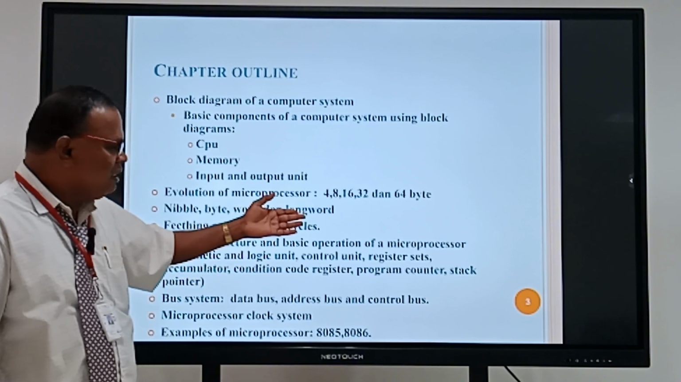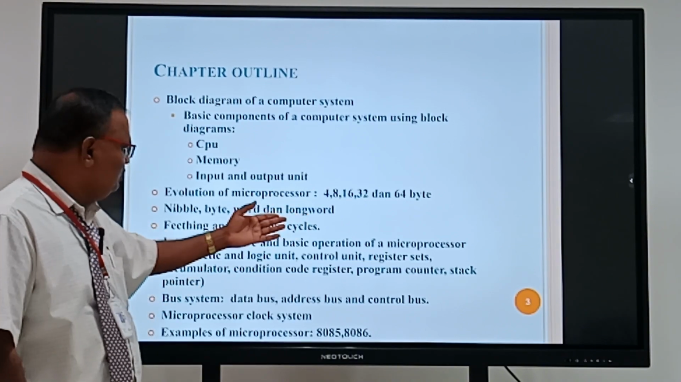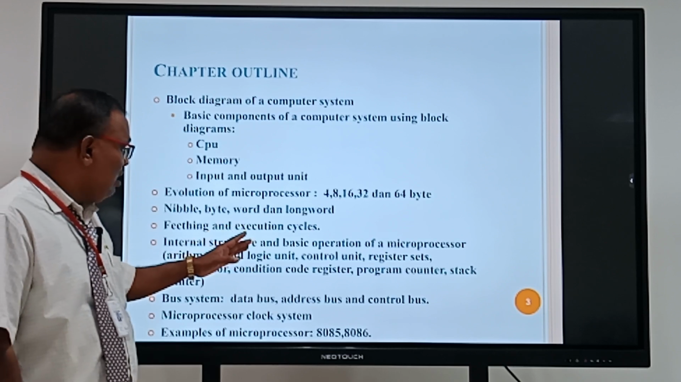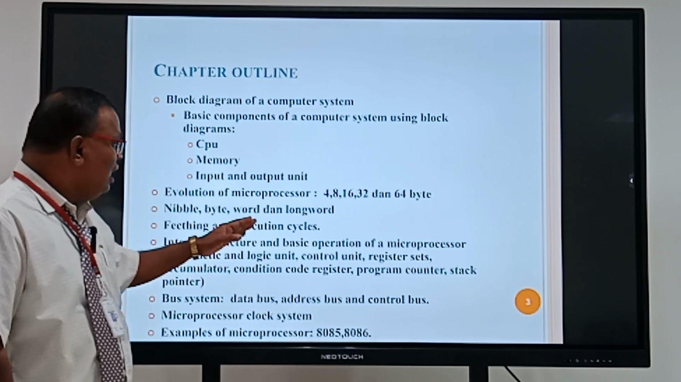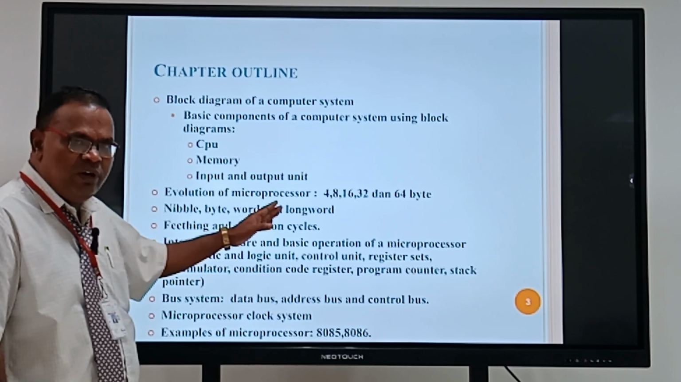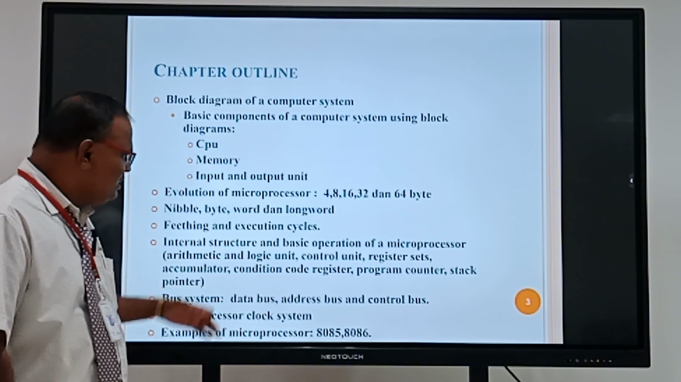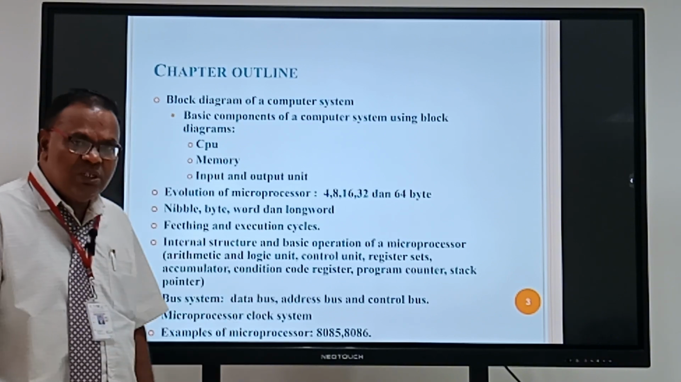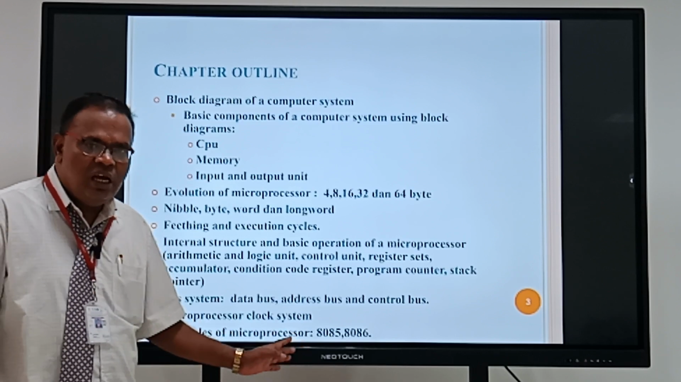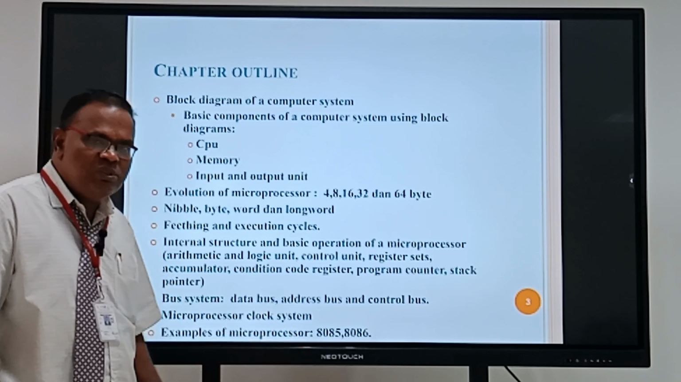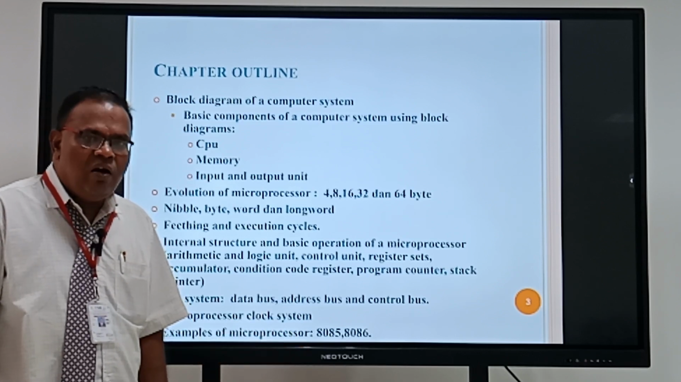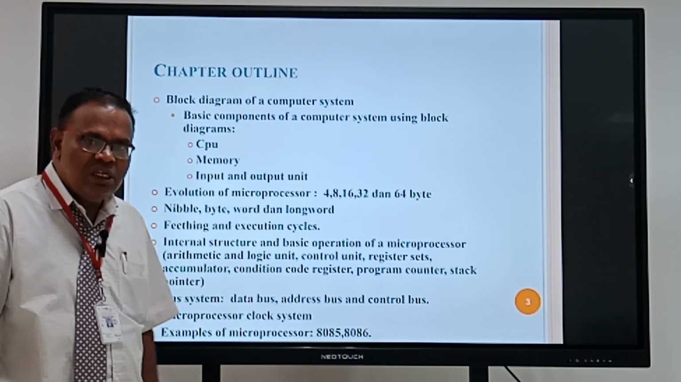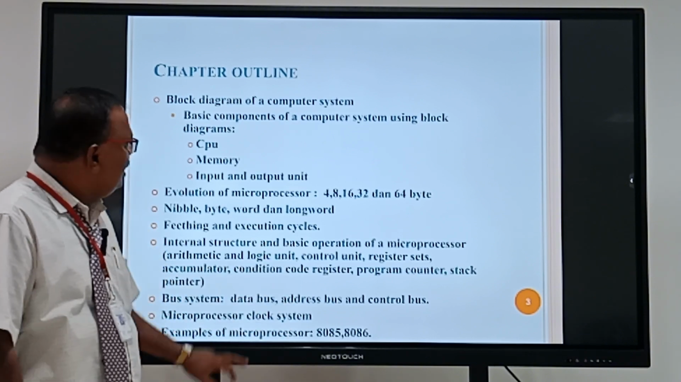What are the types of data, like the byte, we are going to use in this microprocessor? And the next one, the word length, long word. About this, what are the bits we are going to use in this processor? Fetching and execution of the processor. And the bus system: what bus systems are we utilizing in this microprocessor? And what are the types of microprocessor? All these outlines we are going to discuss in this session.